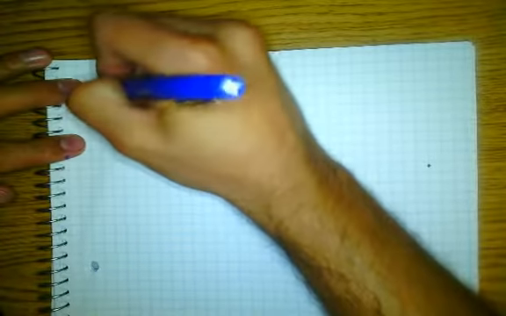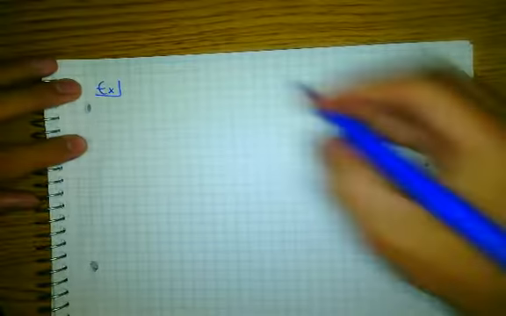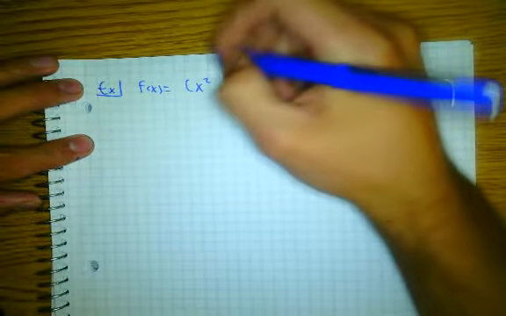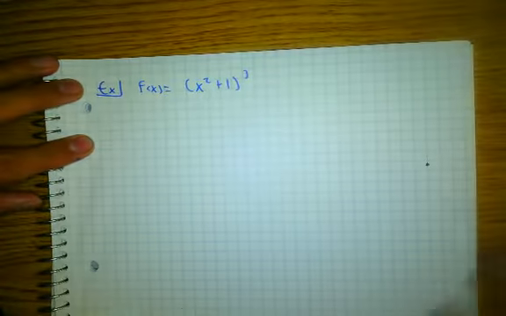And we're going to do some of this together, and then eventually you're going to try to do some of this on your own. So f of x equals (x squared plus 1) to the 3rd power. Now the instructions are the exact same: we are going to derive. So f prime of x.